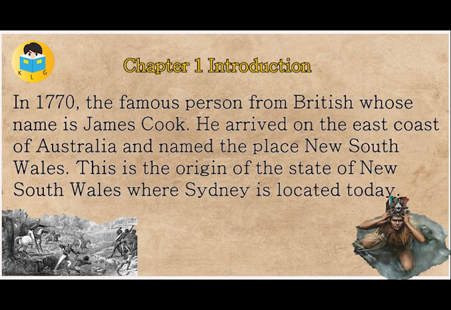In 1770, the famous person from Britain whose name is James Cook arrived on the east coast of Australia and named the place New South Wales. This is the origin of the state of New South Wales where Sydney is located today.